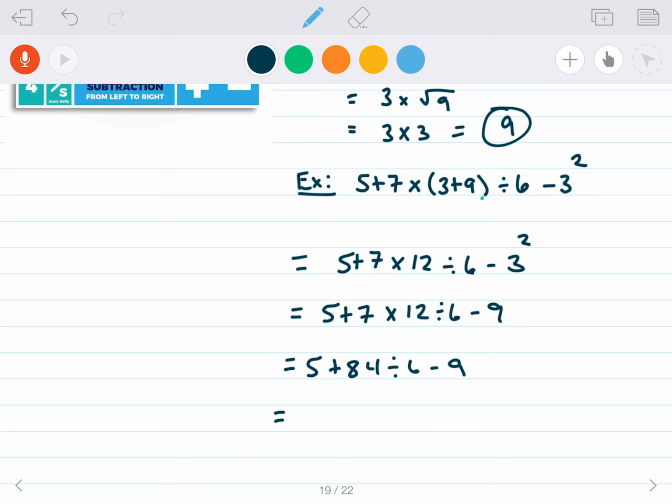84 divided by 6. Let's see. 84 divided by 6 is going to give us 14. So this is 5 plus 14 minus 9. And that is going to give us 10. So that is our answer there.